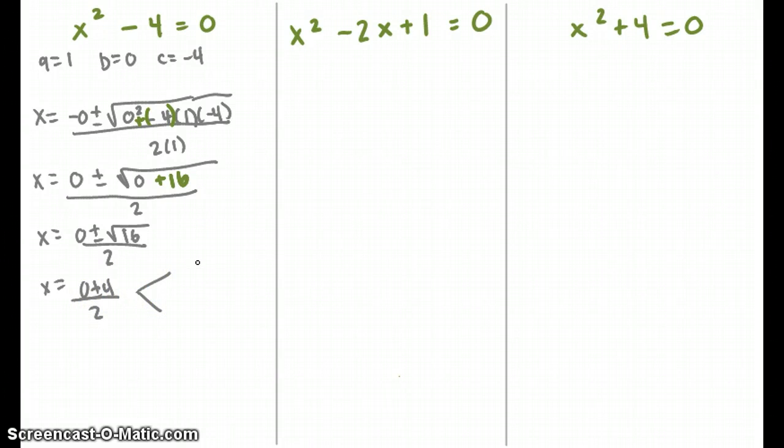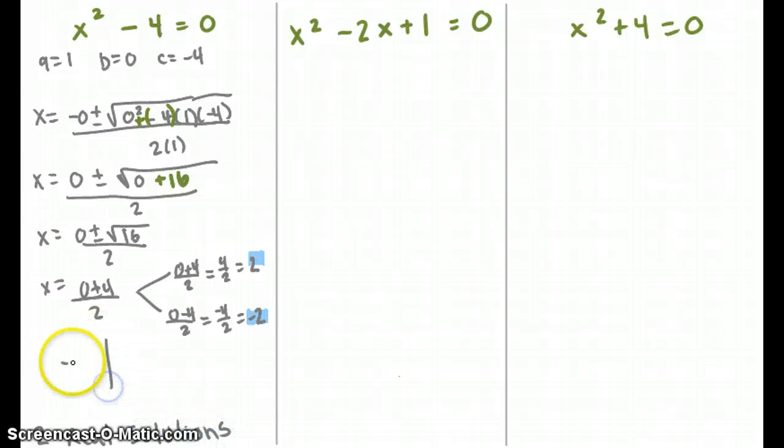We can separate this into two values, the one given by 0 plus 4 over 2, and the one given by 0 minus 4 over 2. 0 plus 4 over 2 is 4 over 2, or just 2, and 0 minus 4 over 2 is negative 4 over 2, or negative 2. Notice how we ended up with two distinct x values. That means there are two real solutions for this quadratic function.